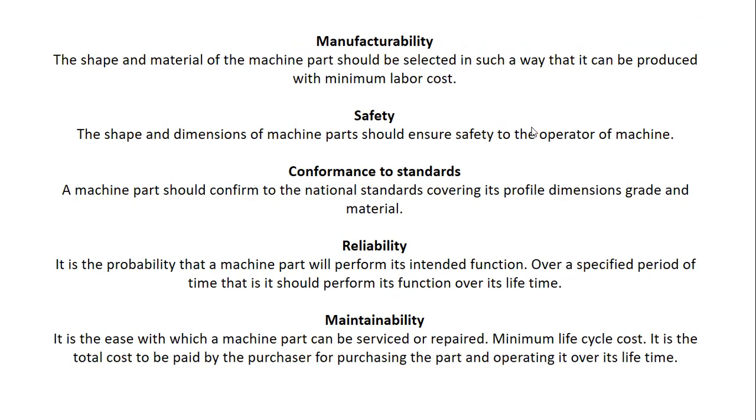Okay? Now, the next criteria is manufacturability. The shape and material of the machine part should be selected in such a way that it can be produced at minimum labor costs. There is no use producing a machine that you have to spend the entire budget on, the budget of the machine itself and the budget of the whole company, just because you want to achieve that milestone. It's not practical. Even though it's practicable, it's not efficient.